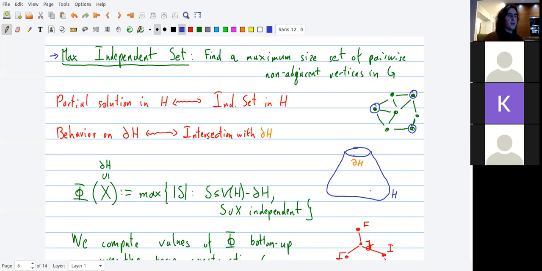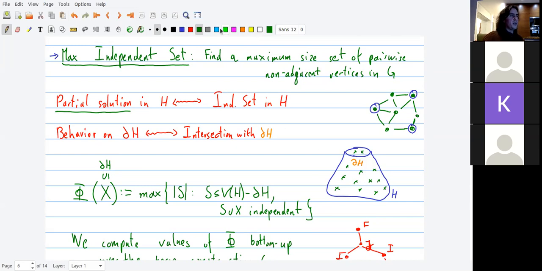So if I am given some induced subgraph H with some boundary, what would be a partial solution in the subgraph? Well, it would be a way of selecting an independent set within the subgraph. Yes, maybe also selecting some vertices from the boundary. So this will be a partial solution that we will be interested in. Just an independent set in my subgraph.